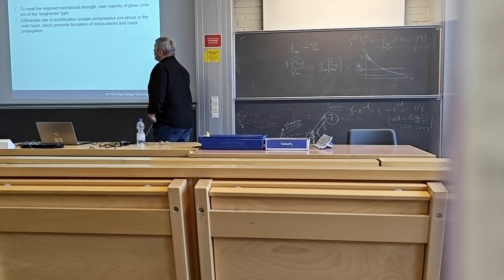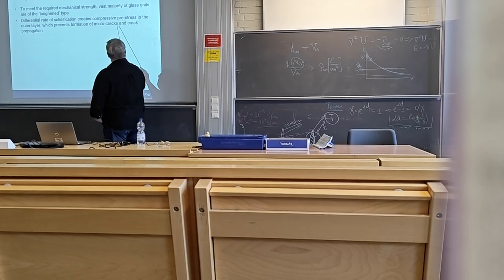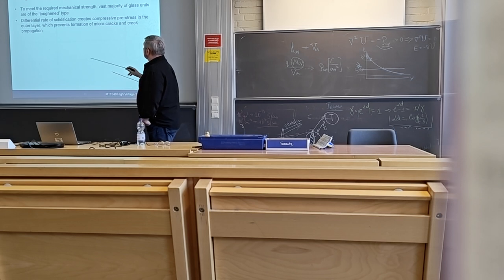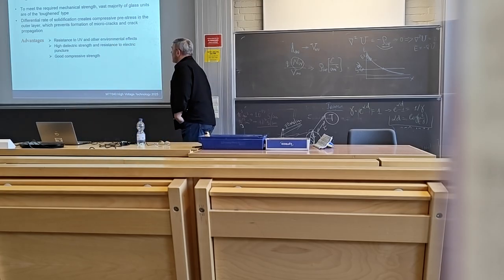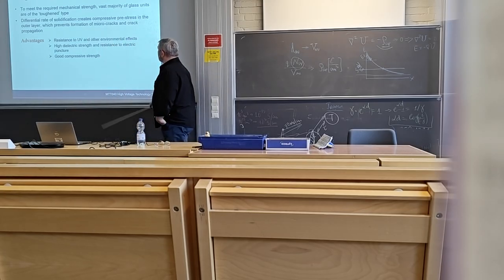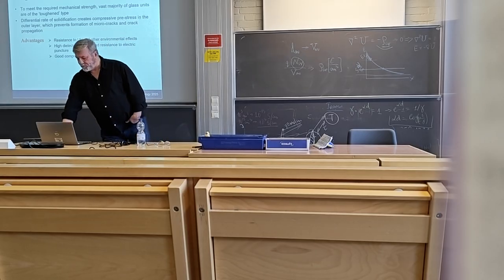Toughened glass insulators are with a kind of memory effect after thermal treatment. This glass stays mechanically stressed, and then that brings kind of advantages. Yeah, compressive prestress over layers. What are the advantages of this type of insulators? Again, resistance to UV and other environmental effect. High electric strength, resistant to electric puncture, good compressive strength.